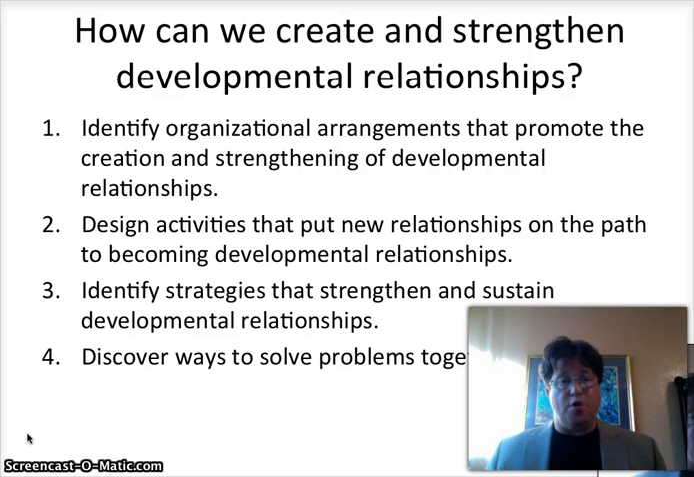Fourth, discover ways to solve problems together. There are a lot of problems that schools have with dress codes and tardies and absences. When you invite the students to brainstorm, when you invite the students to think of ideas to solve these problems, what you're doing is you're saying, hey, you're an important part of our community. We think of you as an equal. We want your input on this. So, 4 ways to create and strengthen developmental relationships.